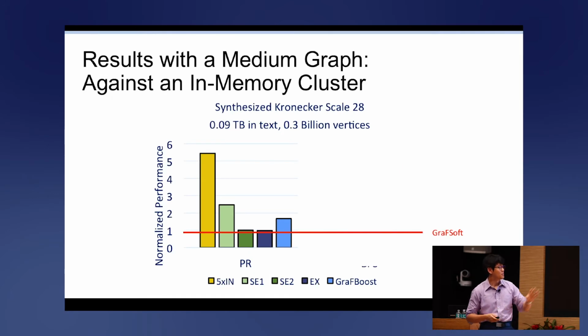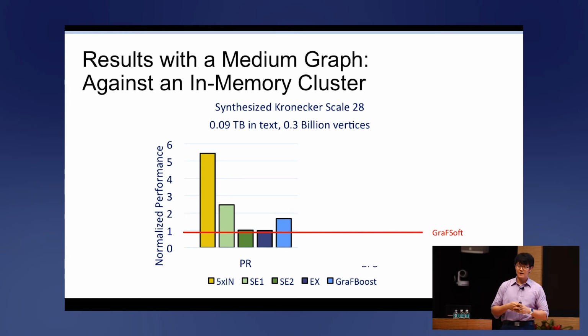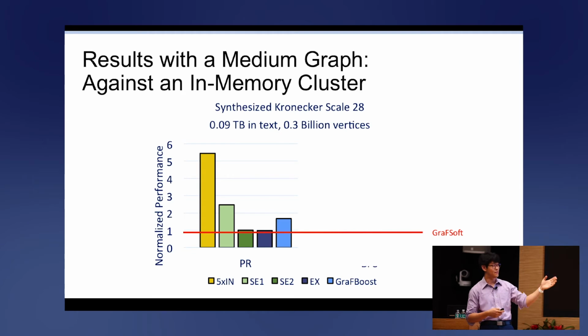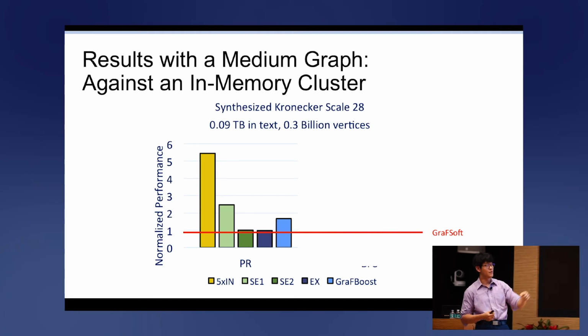So before we get to the resource utilization, even with the 5-node cluster machine, which cost us a significant amount of money, the in-memory system did not manage to get any performance on the larger graph. So we reduced the sizes of the graph until it could actually fit on the 5-node cluster, which was the scale 28 Kronecker graph, which is 0.3 billion vertices, an order of magnitude smaller than the other graphs that we've tested. So for PageRank, it actually does very well.